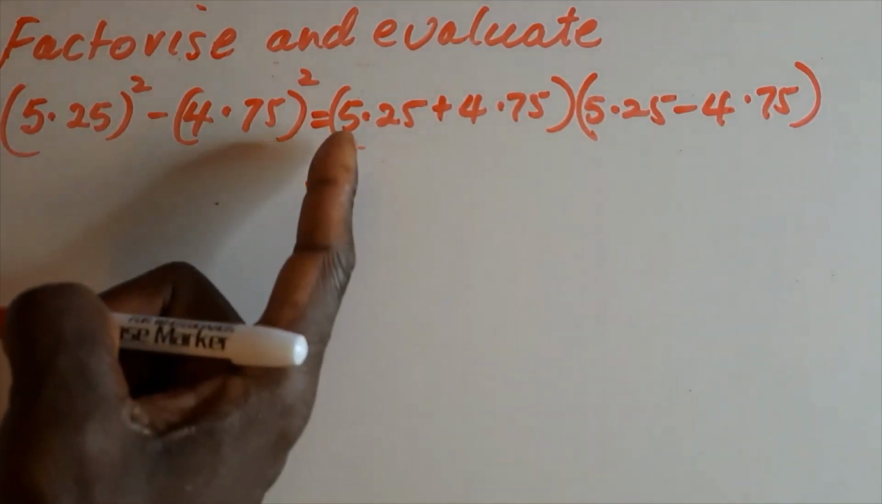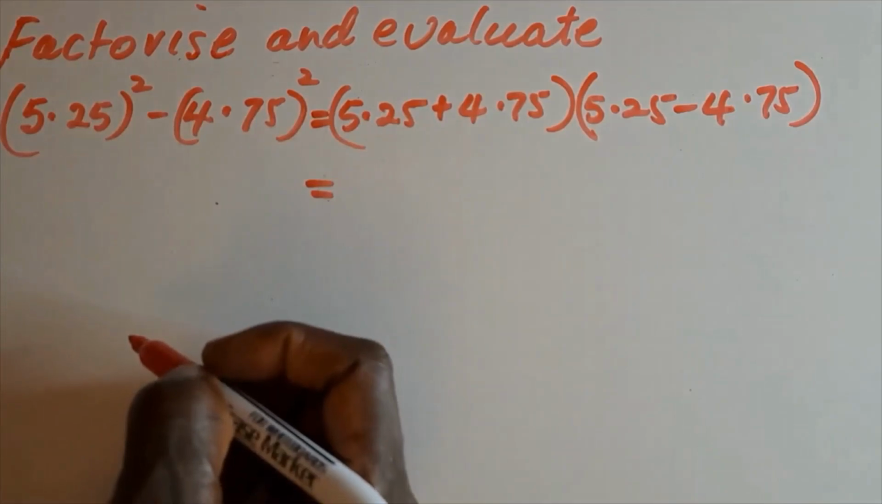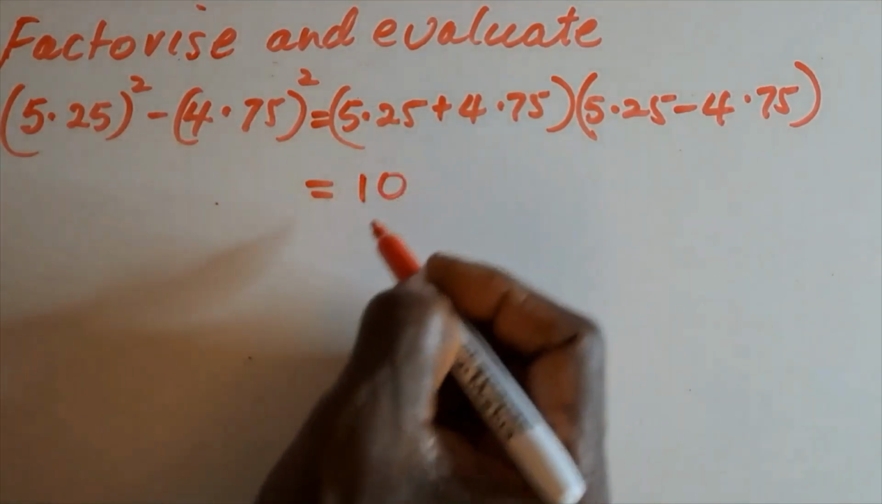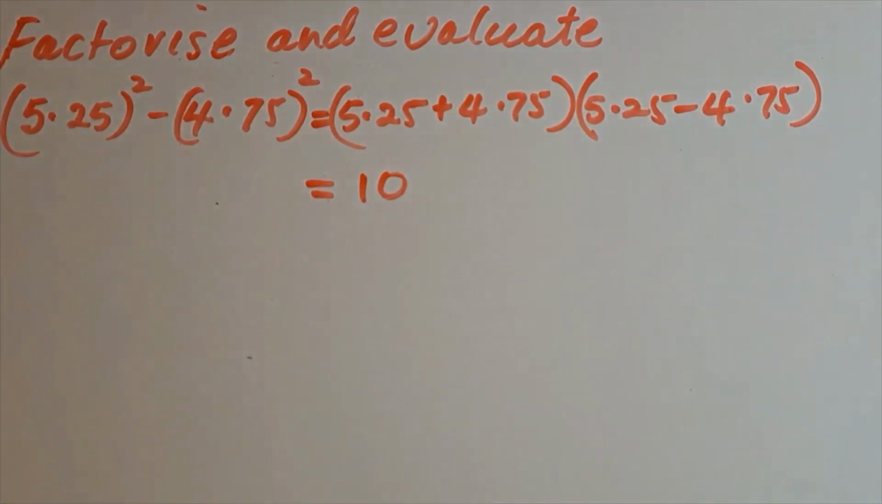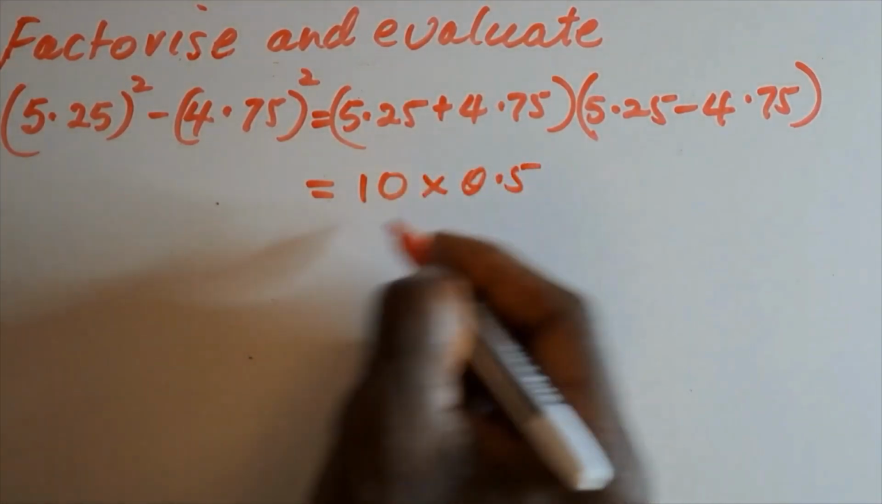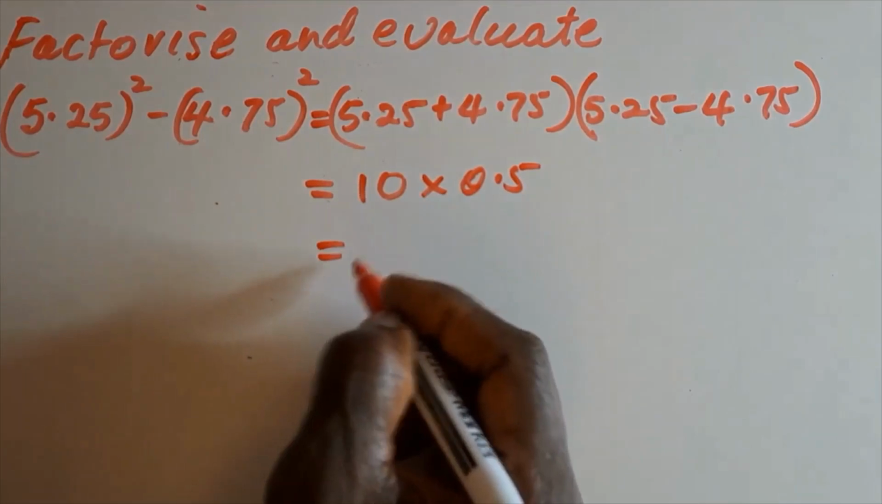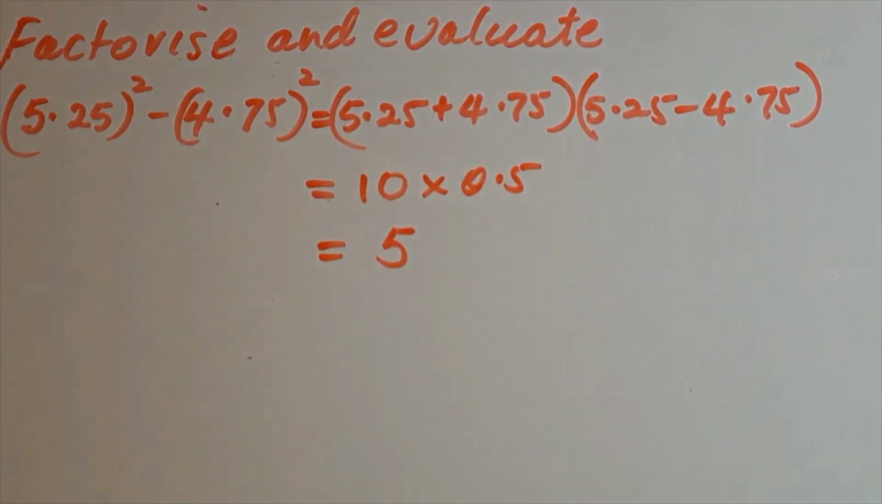Right, this evaluates to 10, so we have 5 and 4 and 9, and neglect the 0.25, and 0.75 gives us a whole. So this is actually 10. Now 5.25 take away 4.75 will just leave us with a half, or 0.5. And this evaluates to 5. No need to use a calculator. Just factorise and evaluate. Thanks for watching.